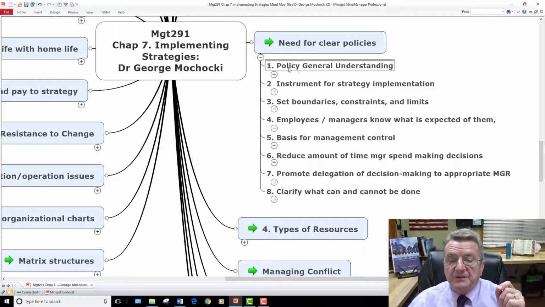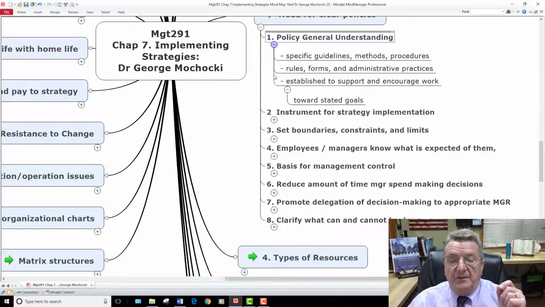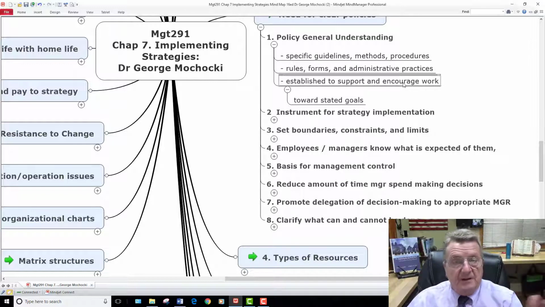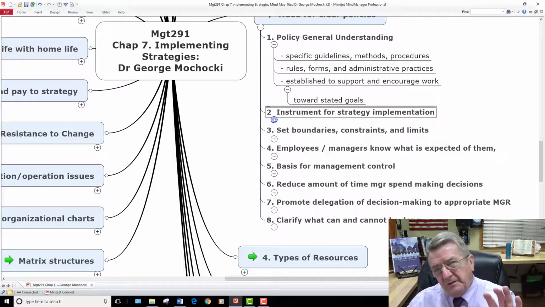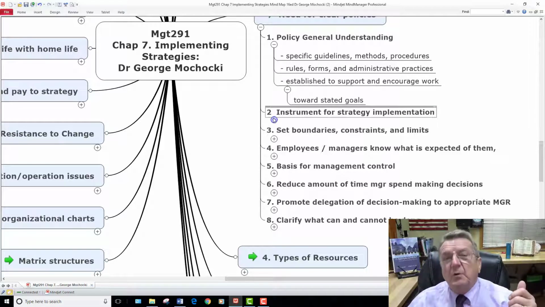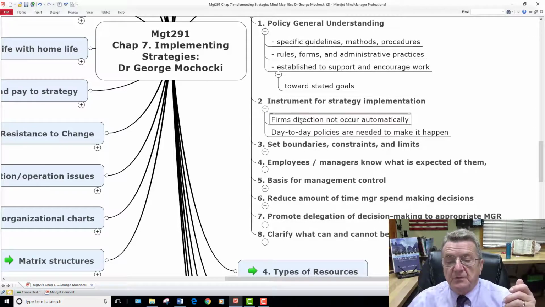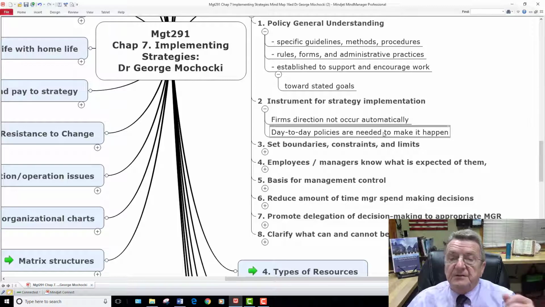Now, what do policies do? Policies are specific guidelines, methods, procedures established to support and encourage work. Here's my procedure. It's my fallback. What does our procedure say we have to do? Boom, boom, boom. All right? And usually it's your old procedures, with a modification when you're doing any kind of reorganization or re-engineering. They're an instrument for strategy implementation. Firms' directions do not occur automatically. Day-to-day policies are needed to make it happen.